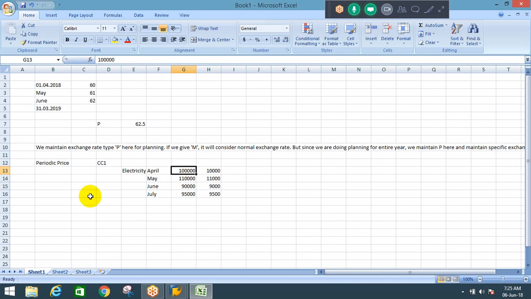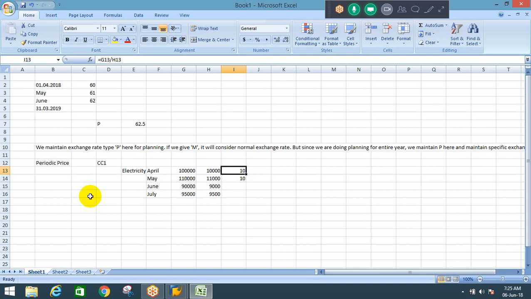This is number of units, and this is total cost. How do we get the price? Total cost divided by number of units, we get the price. But per unit price, how do you want to calculate? Is this for every month? For example, April month: take April month cost divided by number of units. So for the month of April, electricity price is 10 rupees. Okay, for the month of May, the same way. This is called periodic price.